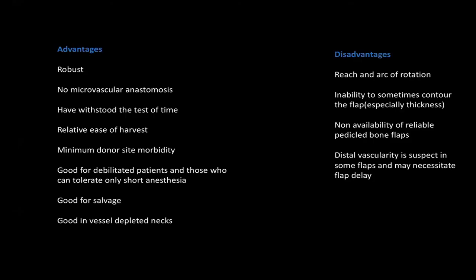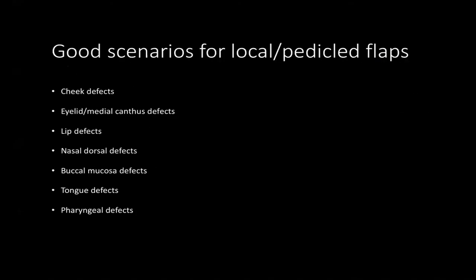So some of these flaps may require delay, wherein you open the choke vessels and you ensure the vascularity of the distal part of the flap, especially in the deltopectoral flap. And this might delay your surgery or add another surgery to the patient's surgical treatment. So good scenarios for local pedicle flaps are cheek defects, eyelid and medial canthal defects, lip defects, nasal dorsal defects, buccal mucosa defects, tongue defects, and pharyngeal defects.